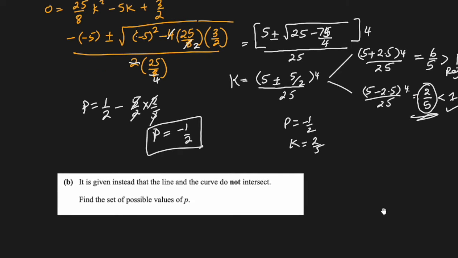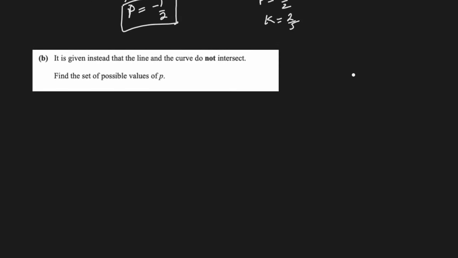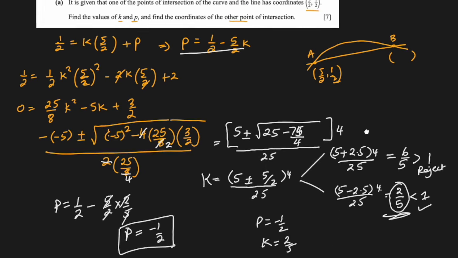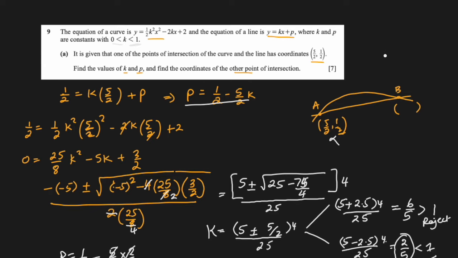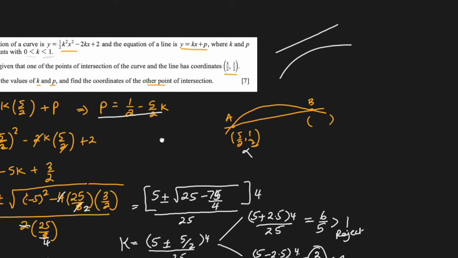Moving on to B part. It is instead that the line and the curve do not intersect. So there is no solution anymore. Find the set of possible values of P. So they don't intersect. That means this point does not exist, and the curves will be something like this. They don't intersect at all. That means if I equate this y and this y, that should not give us any solution, right? So let me do it this way.